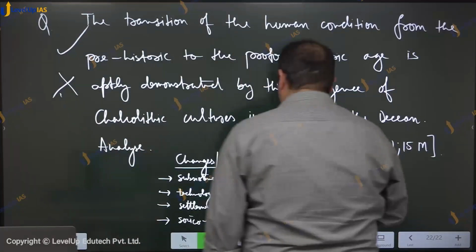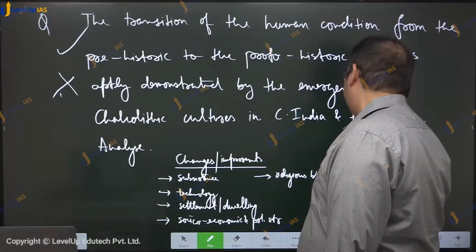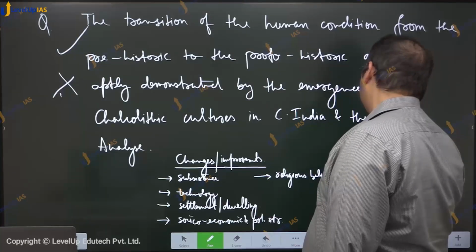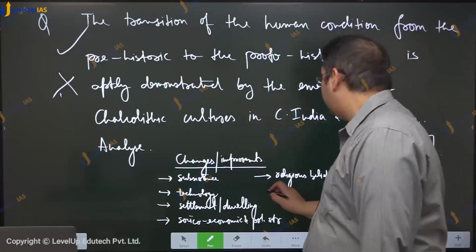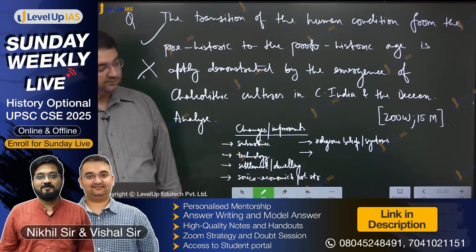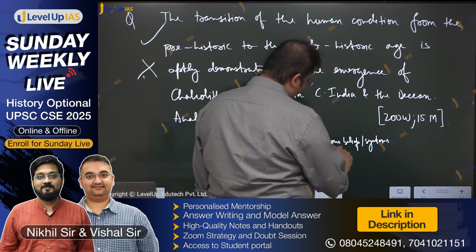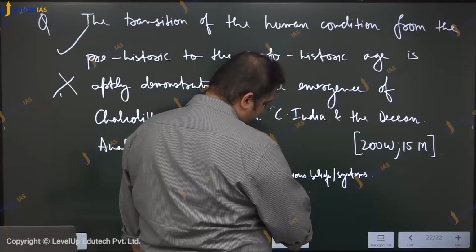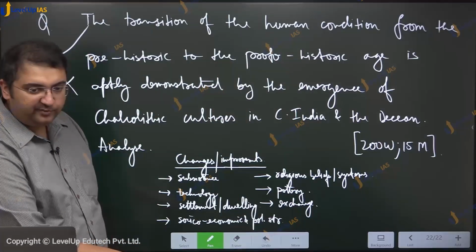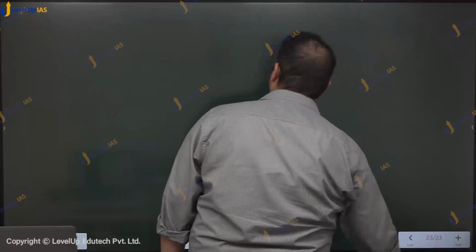You'll have to underline the changes in the religious beliefs and systems. You'll have to underline the changes and or improvements when it comes to pottery making, when it comes to exchange, etcetera. So in different parameters you will have to underline the changes or improvements. This is going to be the first part of your answer. And then the second part of your answer.